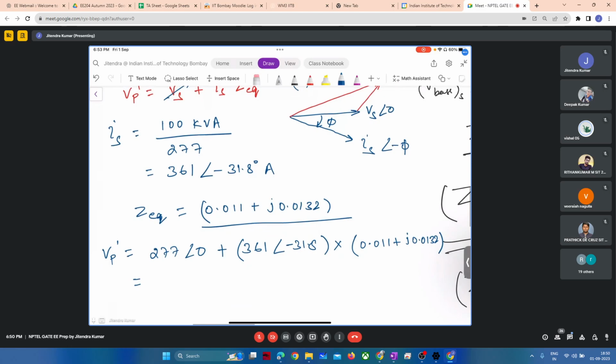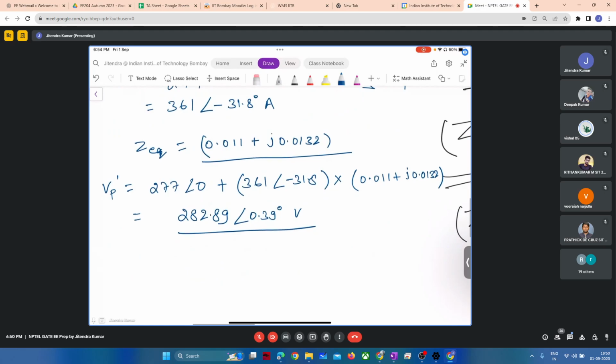I hope you will be able to solve this. 282.892 volt. 282.89, that's correct. And how much is the angle? At an angle 0.39 degrees. 0.39, perfect, it is correct. So that's the VP dash we have calculated.